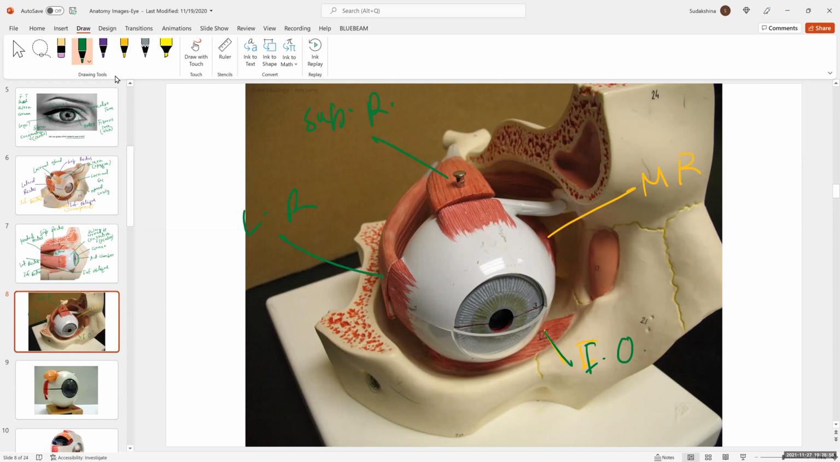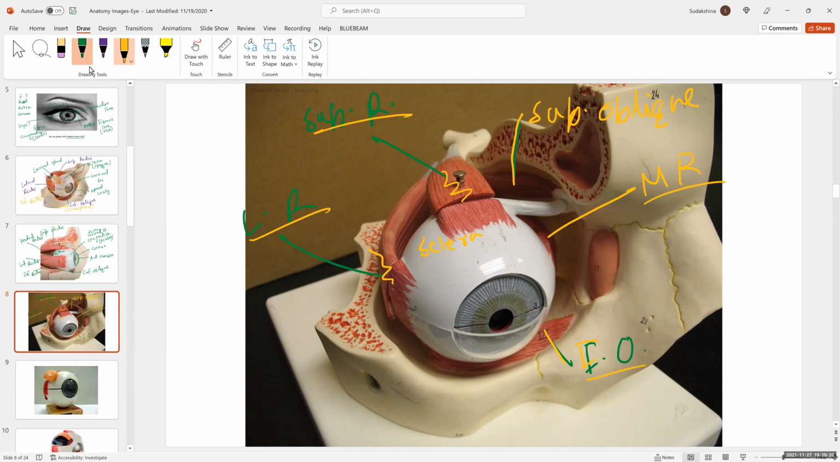And here you can see the superior oblique muscle. Okay. So superior rectus, lateral rectus, medial rectus, inferior oblique, superior oblique. We erase that right there, superior oblique. Sclera.